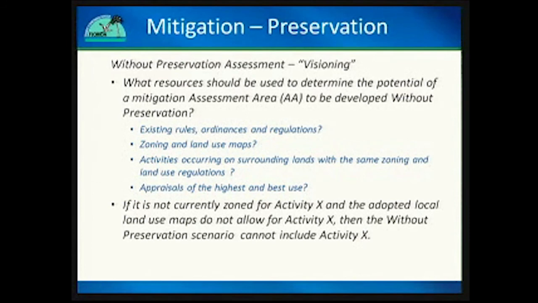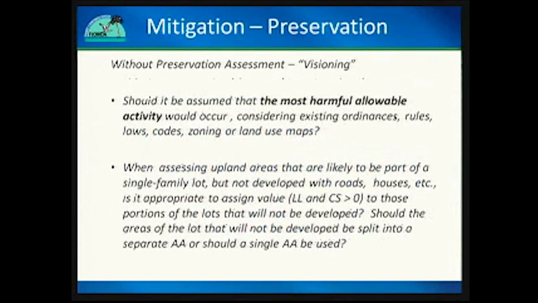You can certainly consider all these things, and you have to consider all these things. But also, one of the things to look at are your local adopted land use maps. If activity X, whatever that may be, is not in those, then you really can't consider activity X. So these are appropriate things to look at. But should you look at the most harmful allowable activity? Well, no. Unless it's the reasonably anticipated outcome, then yes. So extent and likelihood, yes.